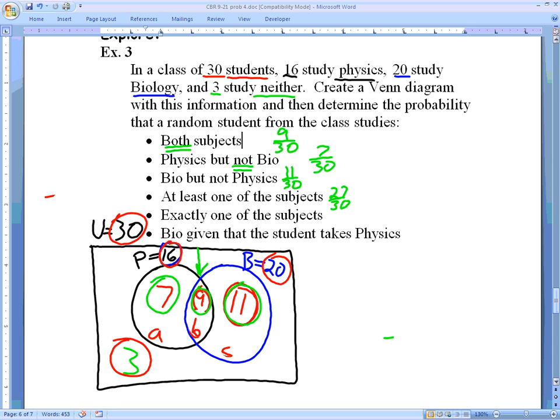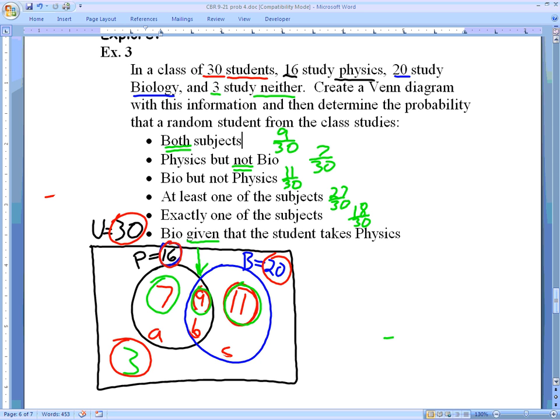Exactly one of the subjects. Well, those would be the people who just take physics or just take bio, which is 18 out of 30. And then this last one goes a little bit more advanced than we need to be at the moment, but we will be working up towards this.